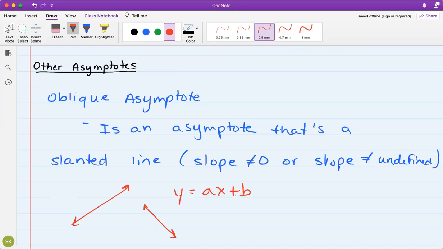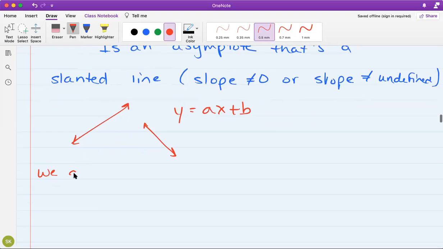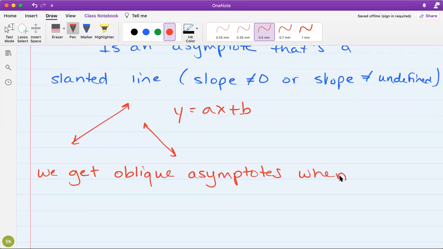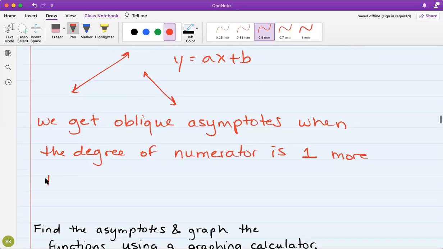And this happens when the degree of the numerator is 1 power bigger than the degree of the denominator. So let me write that down. We get oblique asymptotes when the degree of the numerator is 1 more than the degree of the denominator. This has to be exactly 1 more.